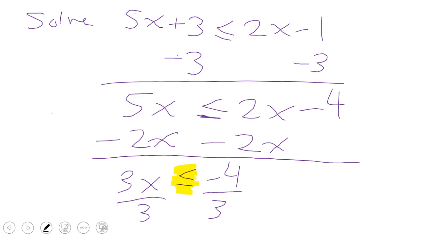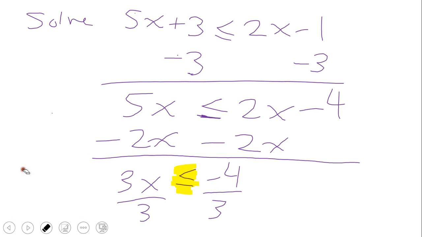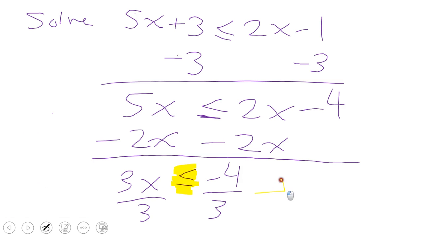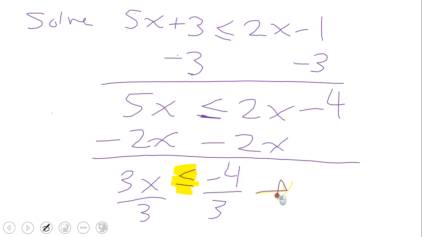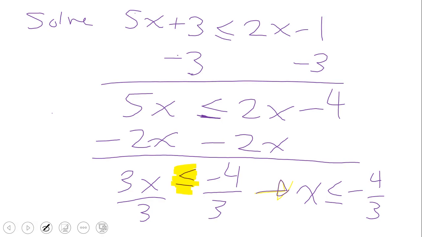So what I have is x is less than or equal to -4/3. And again, just like before, hopefully I got that in the right direction. Yeah, I guess both of them ended up being less than. Wasn't trying to do that, but whatever.